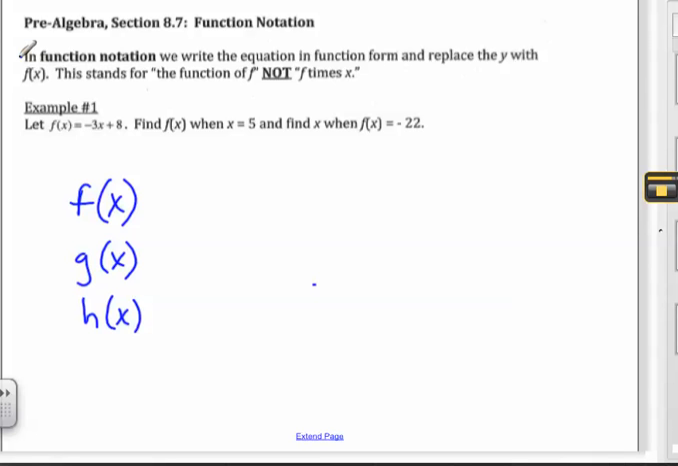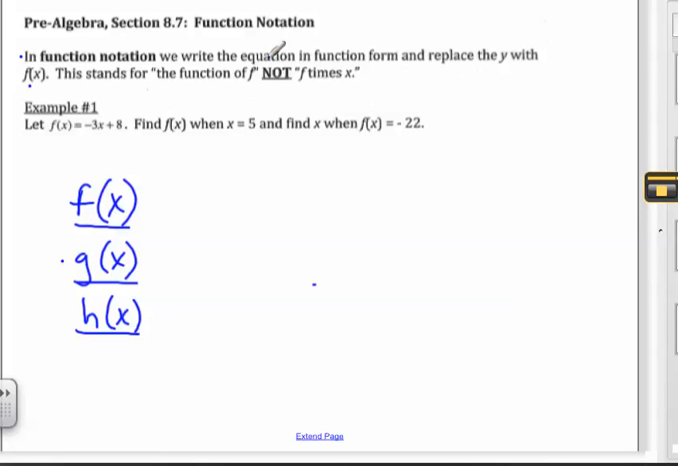Now, I'm going to explain to you in just a moment what we're talking about here, but let's just read this. In function notation, we write the equation in function form, right? Y equals mx plus b, and replace the y with f of x, or g of x, or h of x. These are all different names that are used for functions, so we can differentiate them. We know which one we're talking about. Which function are we talking about? Okay? This stands for, and I put it in quotations here for you, "the function of f." That's what we would say. The function of f, or the function of g, or the function of h. What h does, what f does, what g does, the function of it.